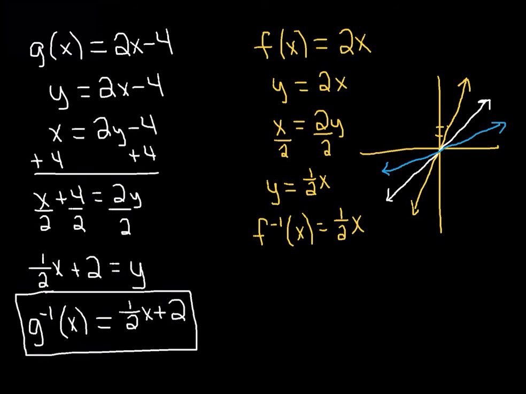The horizontal line test on the yellow line says if it crosses no more than once, then its inverse will be a function as well. And you can see if I do vertical lines anywhere on the blue line, the most it ever crosses is once, so the blue line is a function as well. So the horizontal line test determines whether the inverse is a function or not.